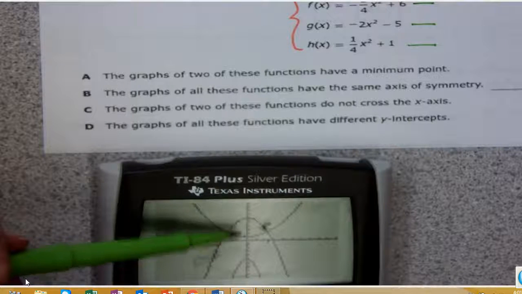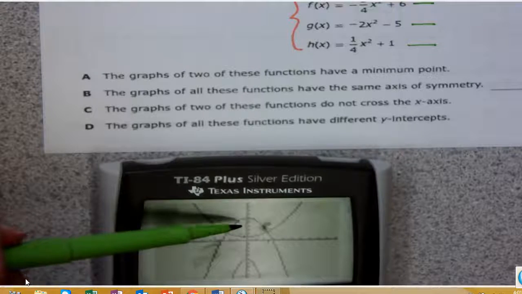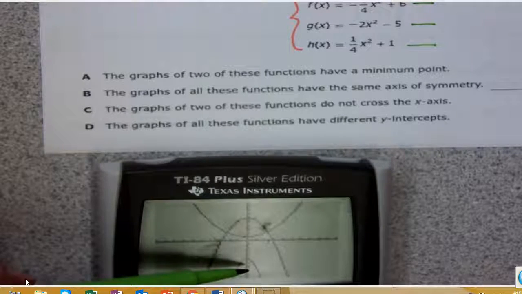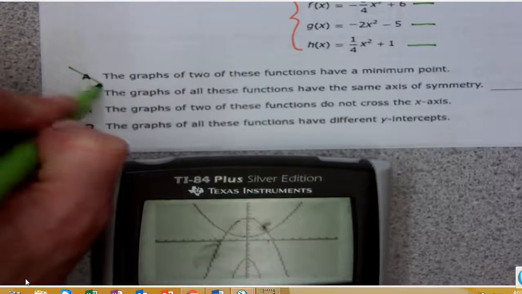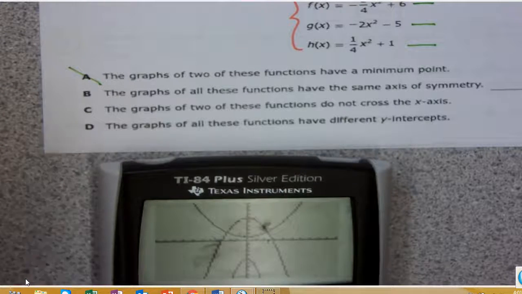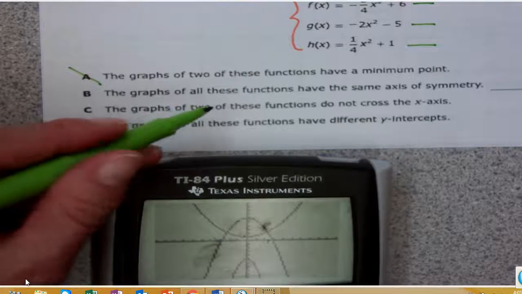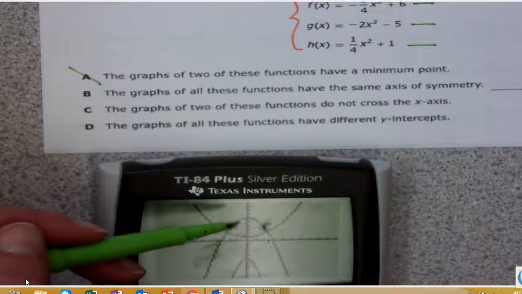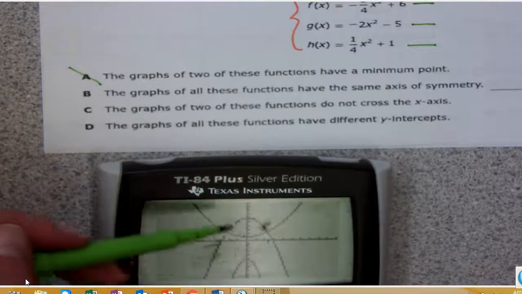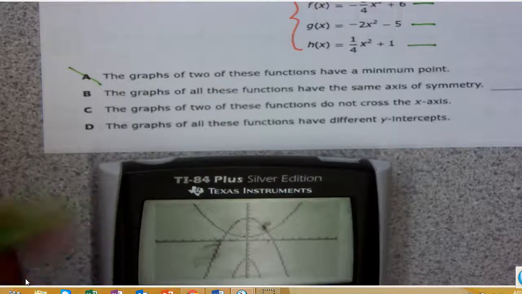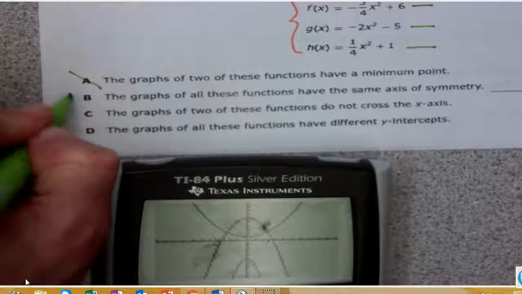This one has a minimum, this has a maximum, this has a maximum. Well, that's not true. So I'm going to cross that out as not being true. Do the graphs have the same axis of symmetry? Yes, all three graphs have the y-axis as the axis of symmetry, so that is true.